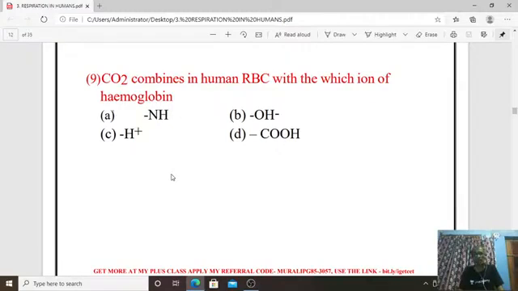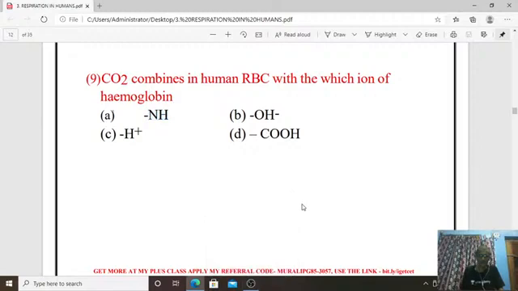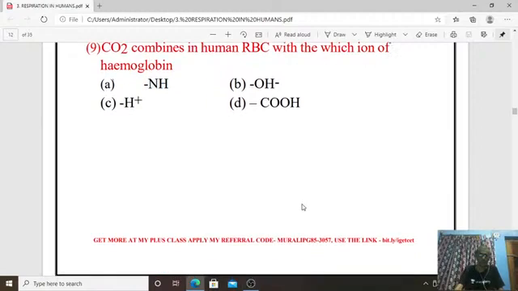So it is going to form hemoglobinic acid. Because of the presence of the amino group in the hemoglobin, it combines with the carbon dioxide and is going to form that compound. That is one of the significances of hemoglobin. The answer is A for the 9th question.